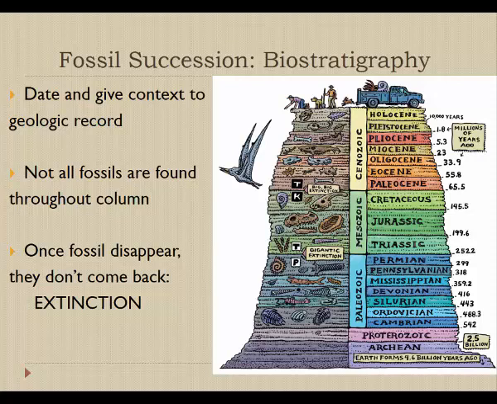And in general, we know that not all fossils are found throughout the column. Certain organisms existed in the past, and certain organisms existed today. And we also know that once a fossil disappears from the geologic record, we don't expect to get it back because that fossil represents an organism that has become extinct. And so we can look at how certain fossils enter and then disappear from the fossil record to help us additionally recreate the history of the landscape.